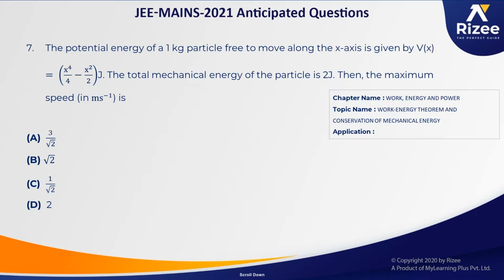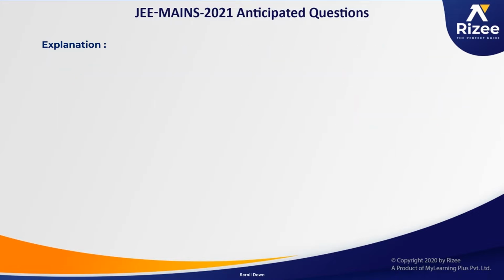Now coming to the next question. The potential energy of a 1 kg particle free to move along the x-axis is given by V of x is equal to x to the power of 4 by 4 minus x square by 2. The total mechanical energy of the particle is 2 joules. He is asking for the maximum speed. So how can you get this? He has given the potential energy, and he is asking how much the velocity is going to be.